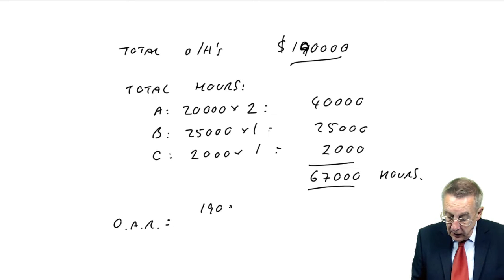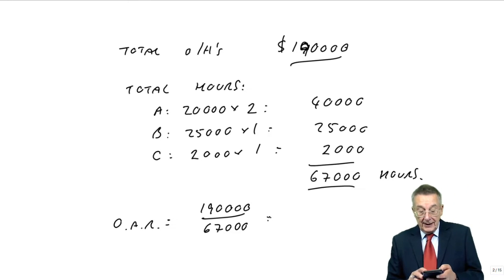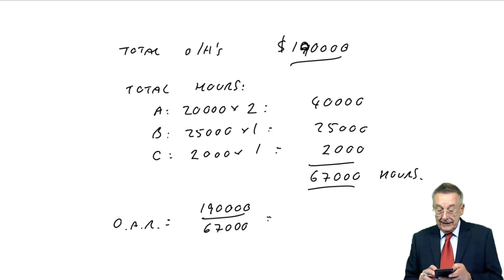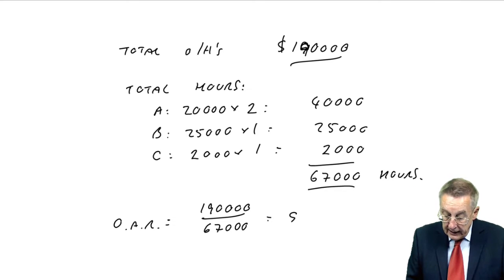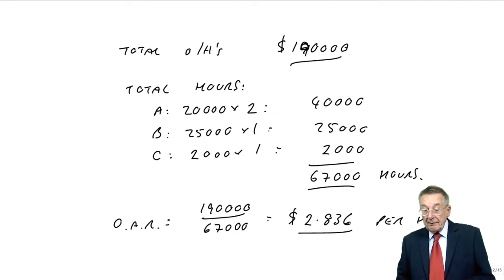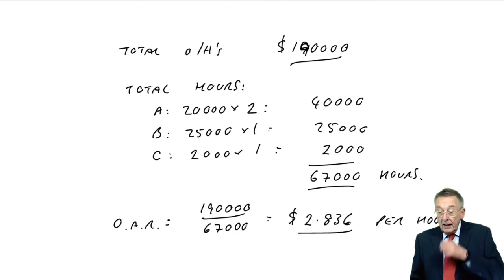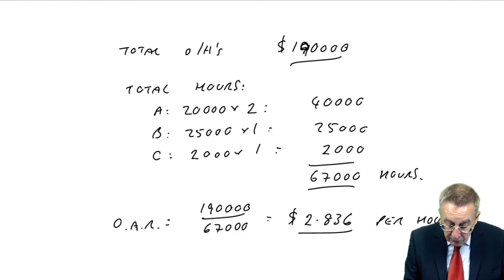And therefore the overhead absorption rate, 190,000 charged over 67,000 hours, comes to, I get 2.836 per hour. Or 2.84 if you prefer. So there is our absorption rate.